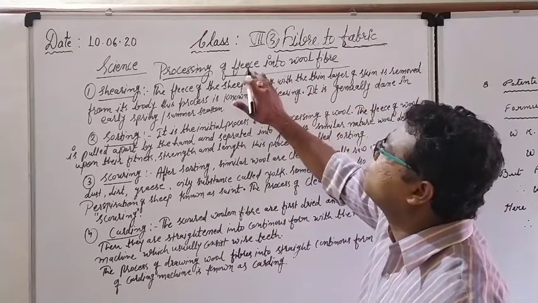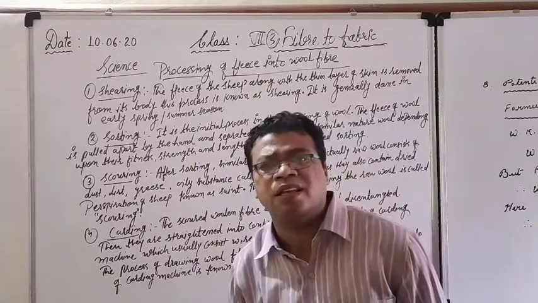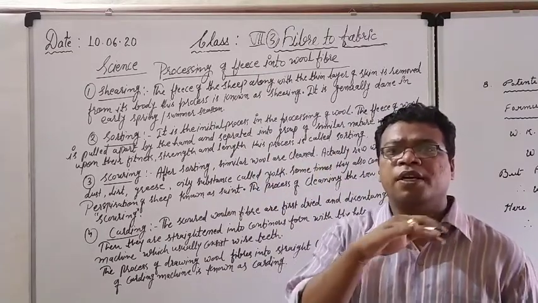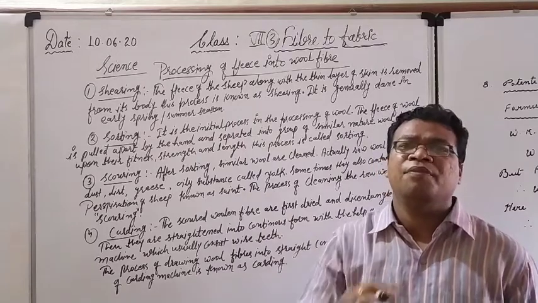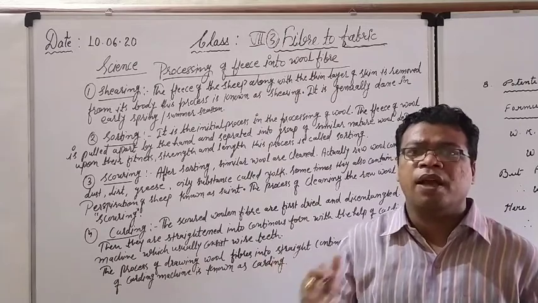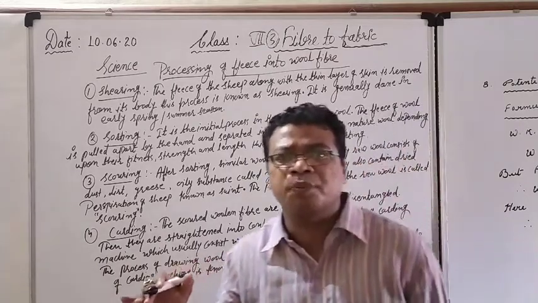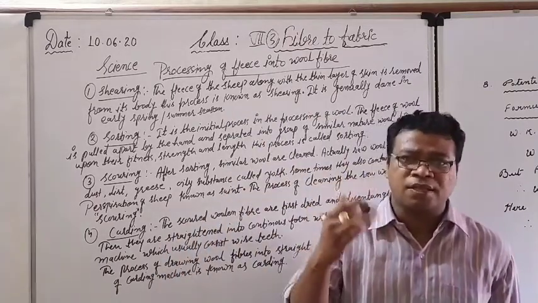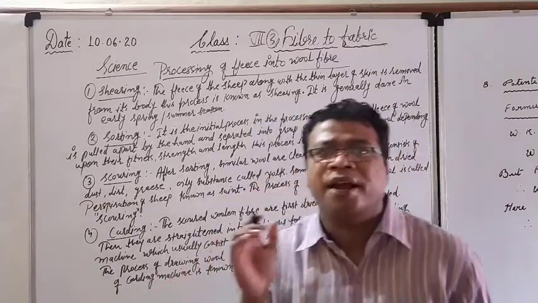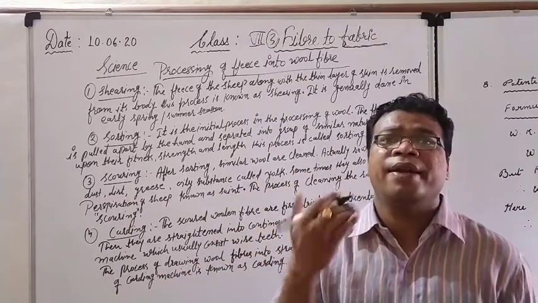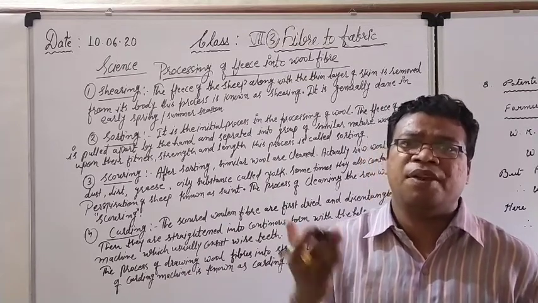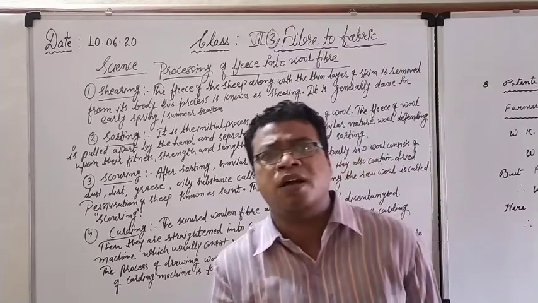What is this fleece? We will come to understand. Fleece is the uppermost layer of the skin of the sheep, in which the hairs of the sheep are grown. Okay, and what is the fleece? Fleece is the dead part of the sheep. When we are removing the fleece, it does not harm the sheep.